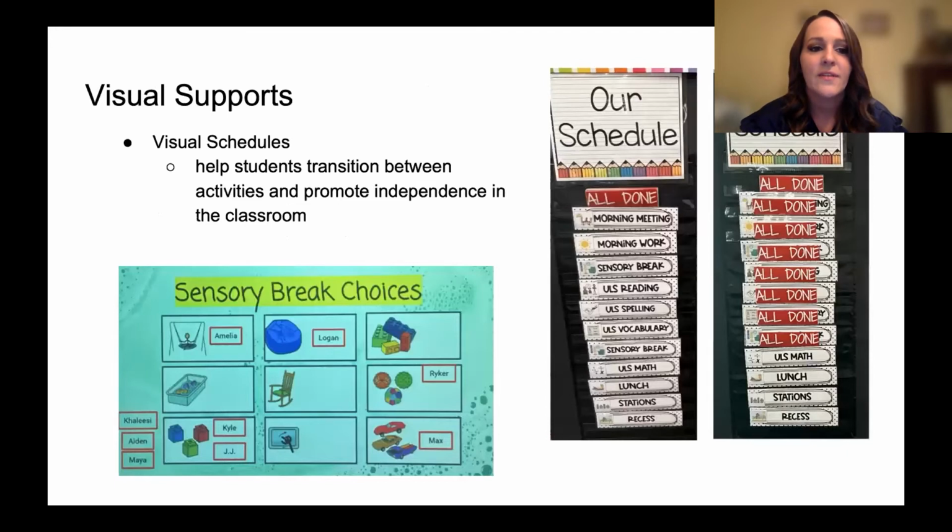So I know I've hit on visual supports quite a lot. This is huge in a classroom, especially with students on the autism spectrum. We use many different kinds of visual supports. We have a visual schedule for whole group so that our students know how we are running our classroom. I even incorporate whole group sensory breaks. However, I do also have independent sensory breaks with my students' individual schedules.